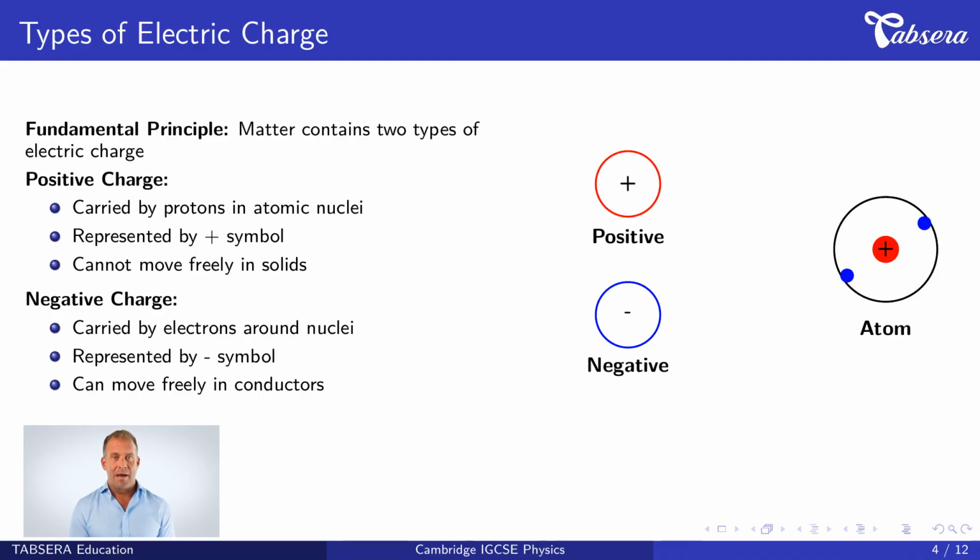Negative charge is carried by electrons around atomic nuclei. We represent negative charge with a minus symbol. Electrons can move freely in conducting materials, which is how electric current flows. The diagram illustrates these concepts. Notice the red circle represents positive charge, the blue circle represents negative charge, and the atom shows both types together. This principle is fundamental because all electrical effects result from these two charge types.